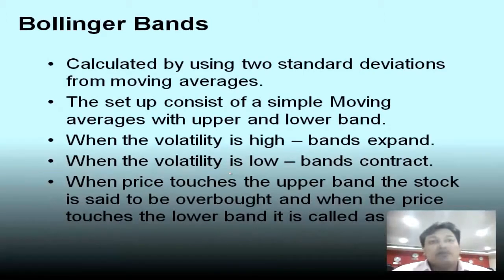So let's understand how we calculate Bollinger Bands. Bollinger Bands are calculated by using two standard deviations from moving averages. The setup consists of a simple moving average with an upper and lower band. When the volatility is high, the bands expand. When the volatility is low, the bands contract. When price touches the upper band, the stock is said to be overbought, and when the price touches the lower band, it is called oversold.